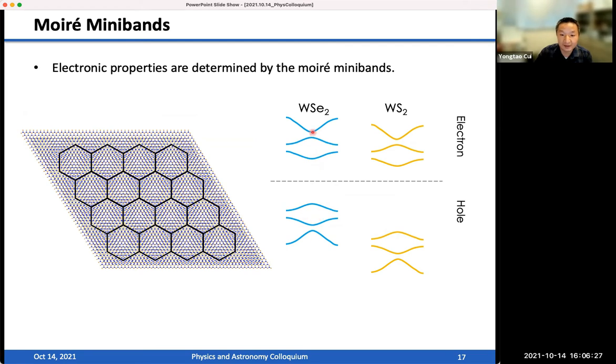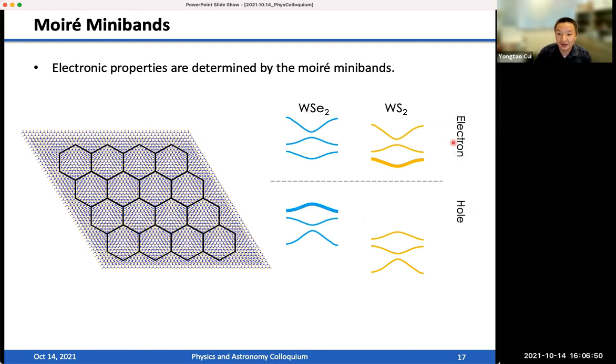Both the valence band and conduction band in both the tungsten diselenide and tungsten disulfide will be folded and create this multifold of Moiré mini bands. The energy alignment of the two layers is such that if you dope the system to the hole side, it's going to only dope the first mini band in the tungsten diselenide.